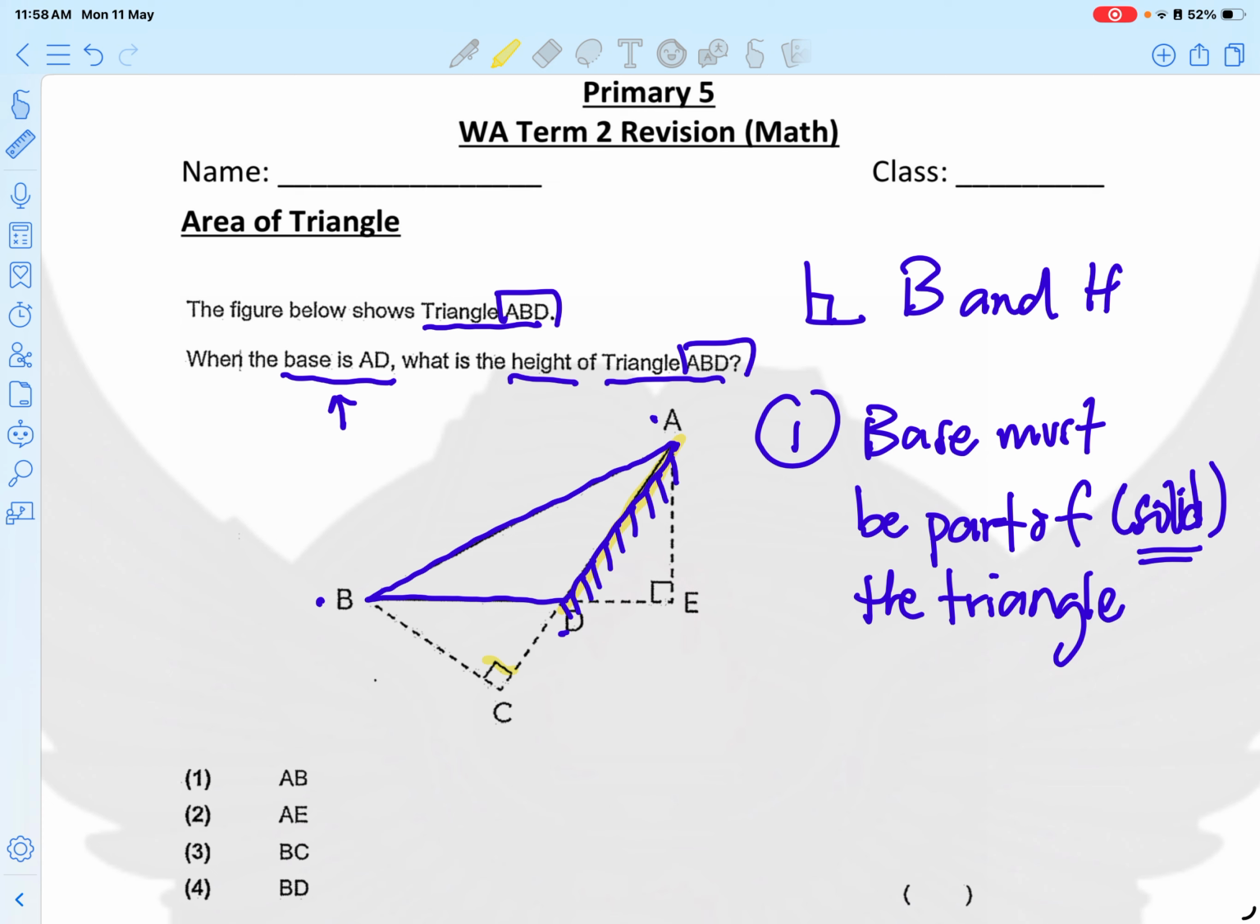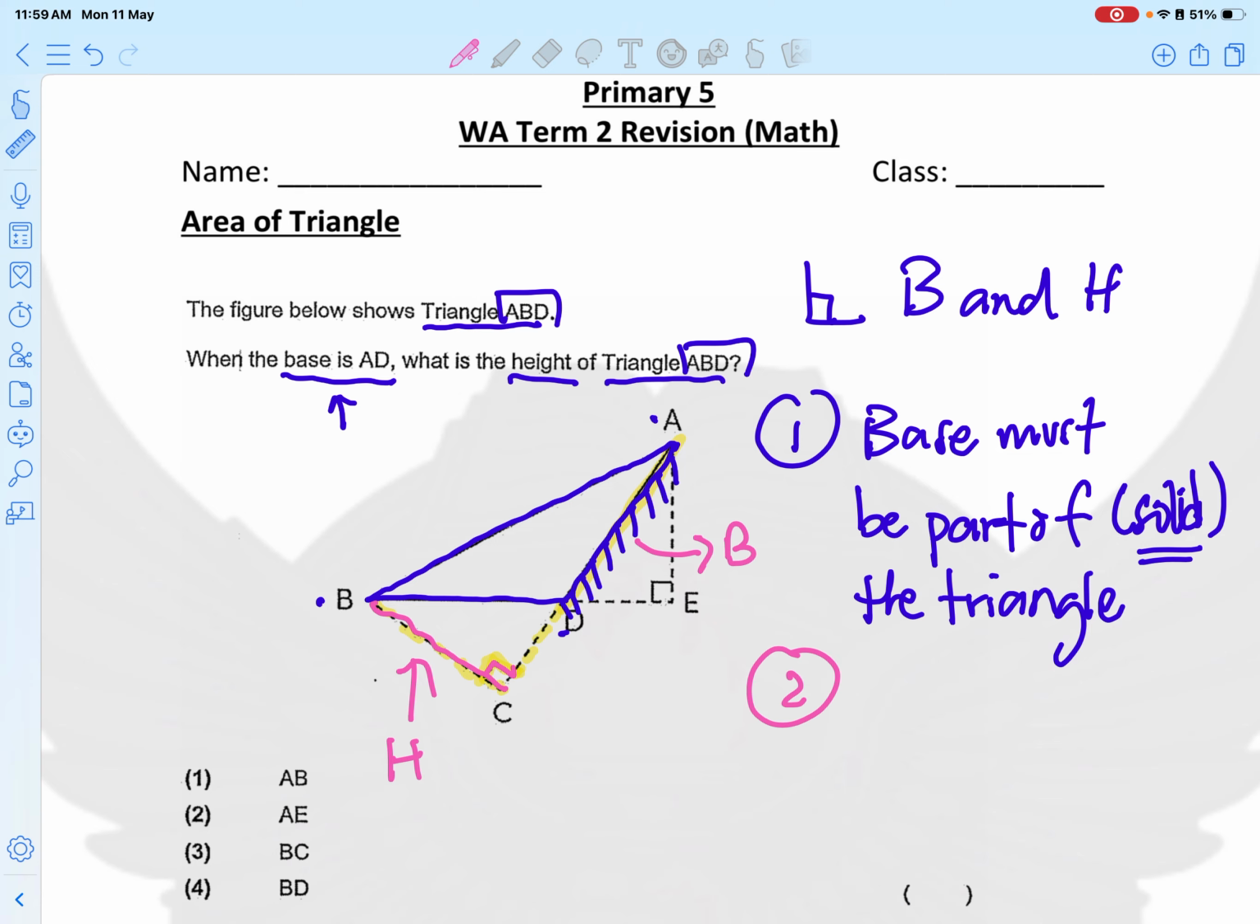So if we notice over here, there is a right angle that is shown over here, and if we extend out from the base, we can actually find a perpendicular height. So by doing this, we can tell that the height over here is actually BC, which is perpendicular to the base AD. So this would be my height, this would be the base.